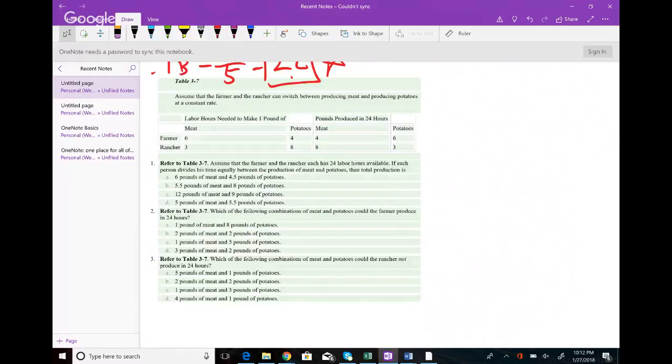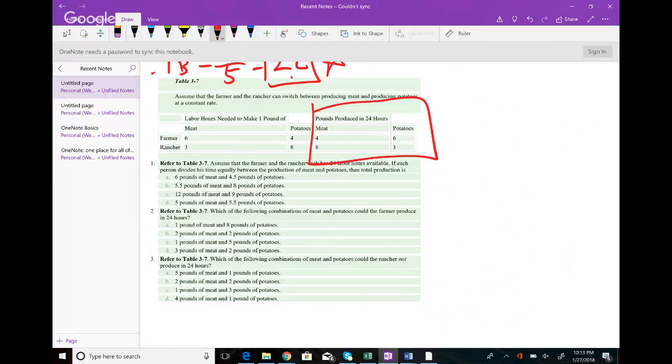So we have farmers and ranchers who can switch between producing meat and producing potatoes at a constant rate. Again, we have two tables over here. The first one is labor hours needed to produce 1 pound. More than likely, you're not going to use this. If you see a table like this on your test, more than likely the only thing you'll be using is the one on the right. So this is the one I'm going to use.